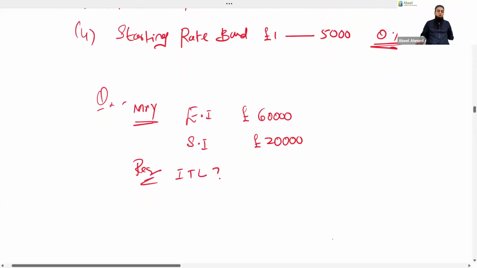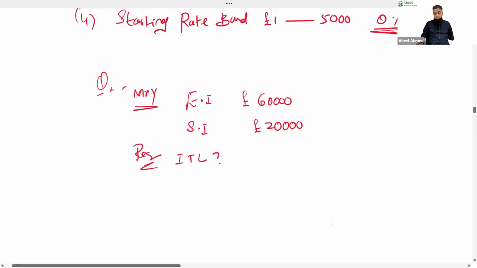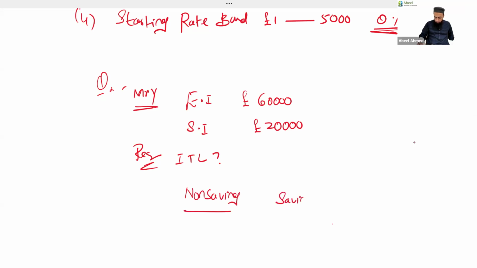How do we calculate income tax liability? Very simple. Now we do not have only one source of income, which is non-saving. We are having non-saving as well as saving. So this individual is having two different sources of income. One is non-saving and another is saving. So while calculating income tax liability, you have to make three columns. One column is for non-saving income. Saving income. And there's one more column. The name of that column is total.